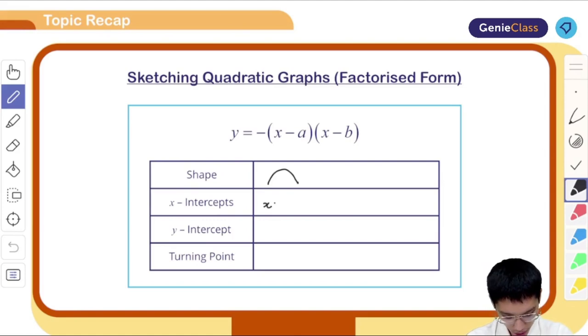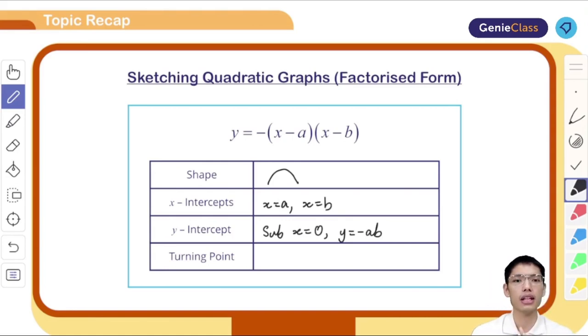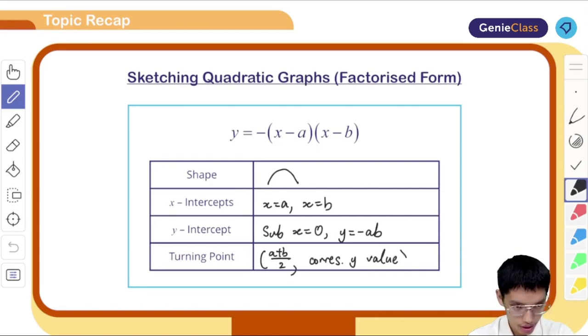So x is equals to a, x is equals to b. Y-intercept, the concept is the same. Sub x is equals to 0. Just that the value of y will be negative ab. Just a little different down there. And lastly, my turning point. Turning point, again, take the middle value of my x-intercepts, and then what happens will be the corresponding y value, depending on what your x value is.